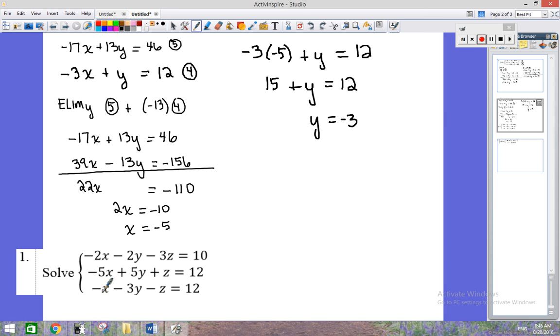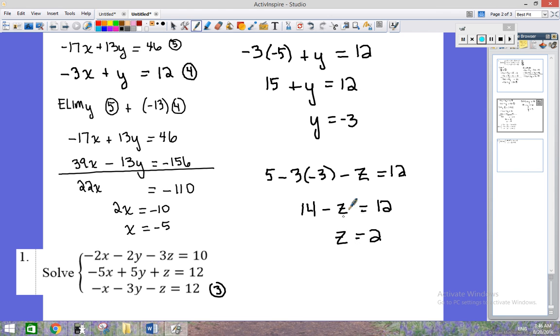So if I take the opposite of x, the opposite of negative 5 is 5. And minus 3 times a negative 3 minus z is equal to 12. So that here I have 5 plus 9, I have 14. So we can see that z is 2. 14 minus 2 is 12.